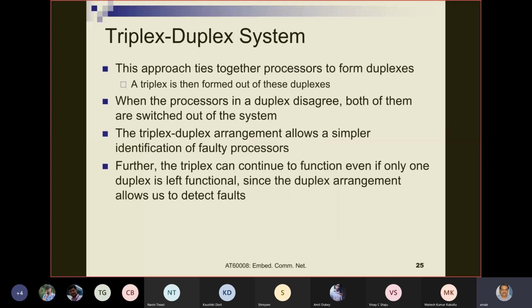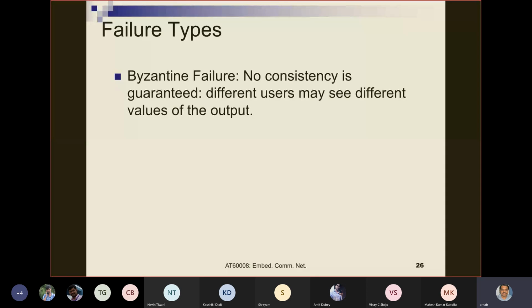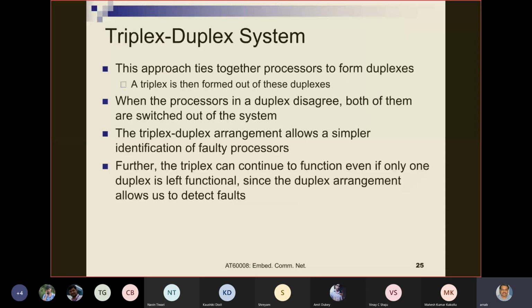Again, this is the last slide here. I think, yes, this is the last slide in this part of the hardware reliability testing.